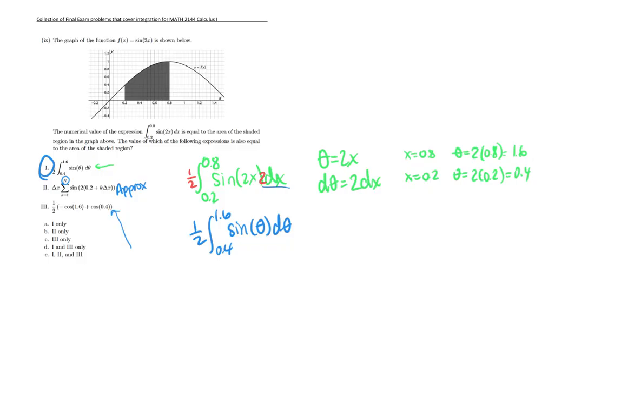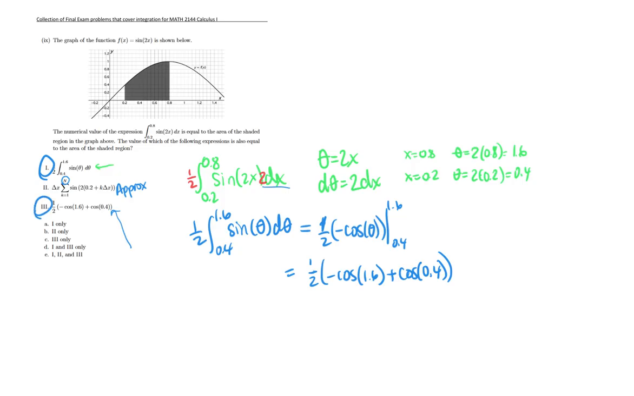So let's continue to solve this out. So what would this be? An antiderivative of sine is negative cosine. So 1/2 times negative cosine of theta. I'm evaluating that from 0.4 to 1.6. So that gives me a 1/2 times negative cosine of 1.6 minus negative cosine, so plus cosine of 0.4. So that is actually equal to that integral. So it'll be 1 and 3 only, d.